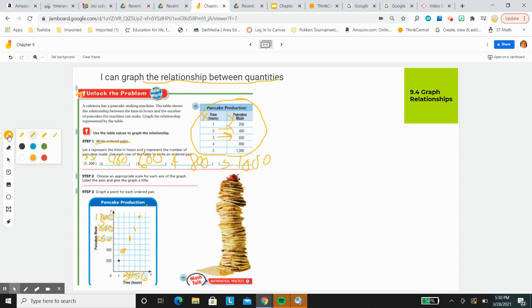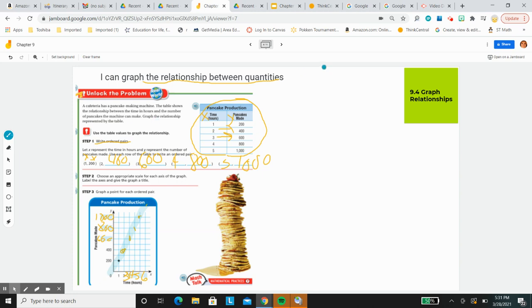But if you'll notice, we created a straight line. Literally connecting the dots, it creates a straight line going up. When you graph points on a coordinate plane from an X and Y table, it creates a straight line. That's just the way that it is.